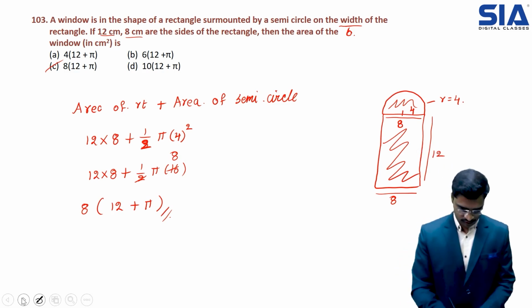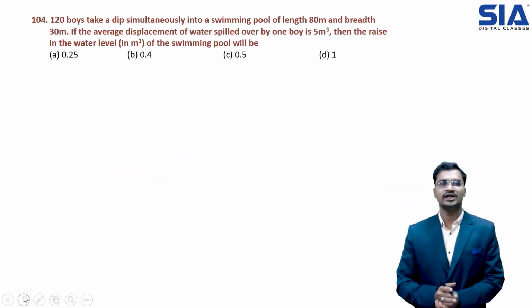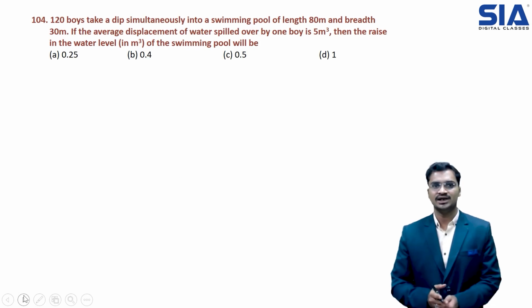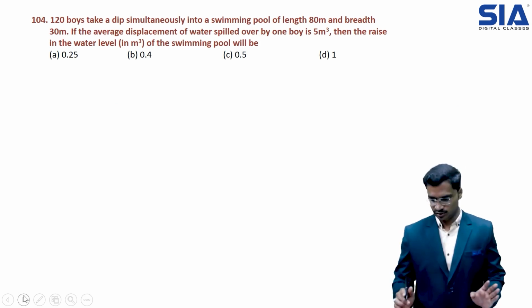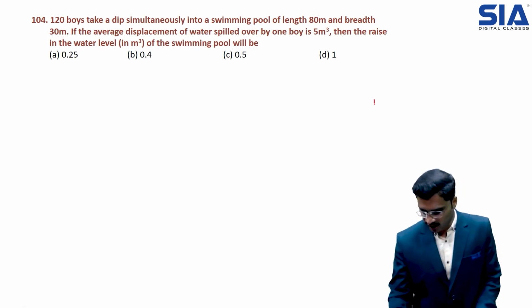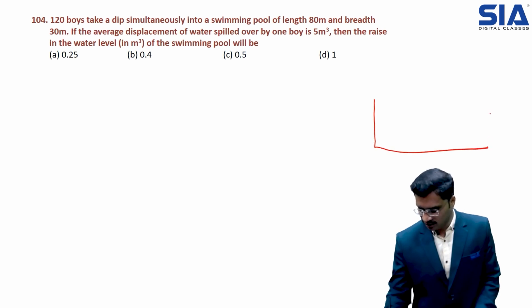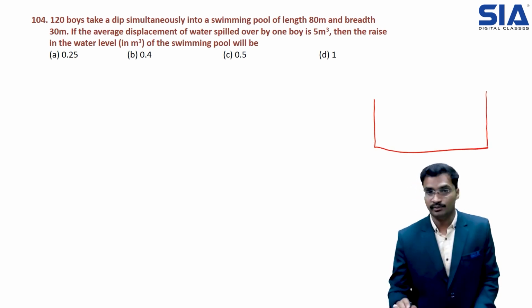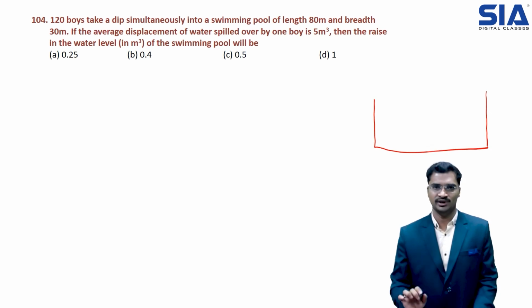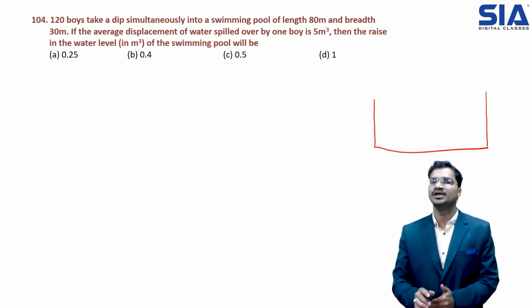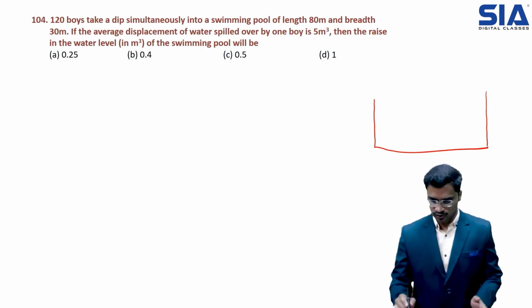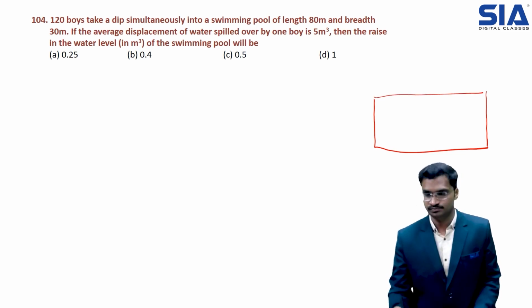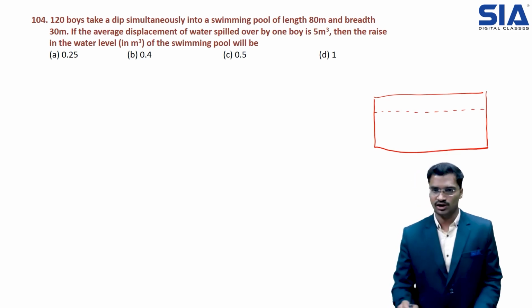Okay. Now coming to the next question, which is 120 boys take a dip simultaneously into a swimming pool of length 80 meters and breadth 30 meters. So he is giving that 120 boys are jumping into a swimming pool. I am representing this swimming pool in a two-dimensional way, but this swimming pool will be having three dimensions. So let us say this is the swimming pool. Okay. So if the water level is right here, so water level is right here.